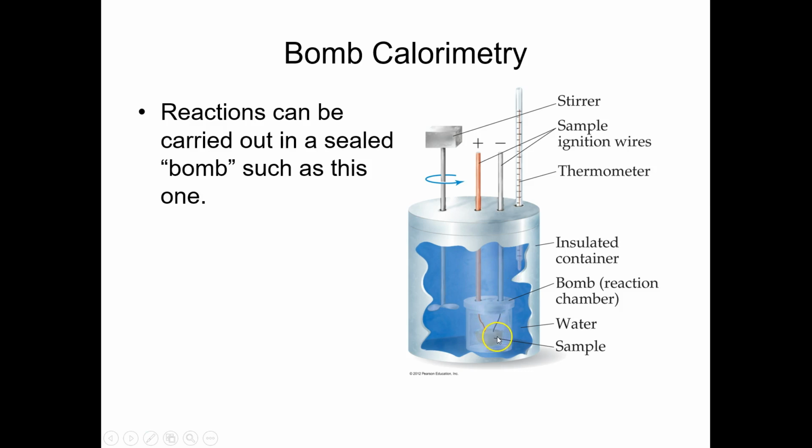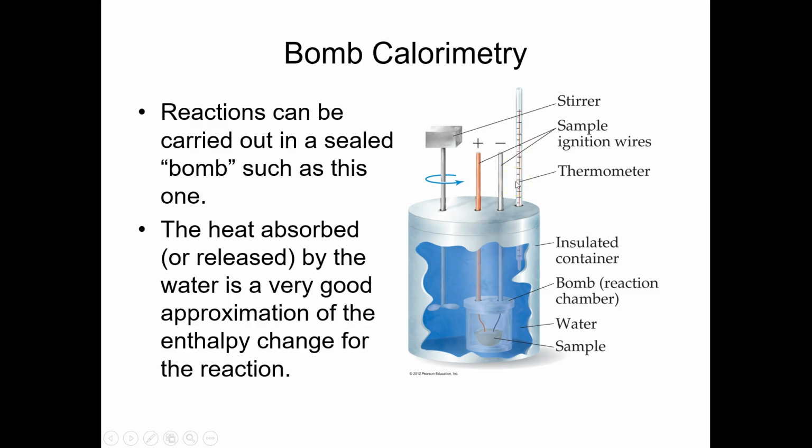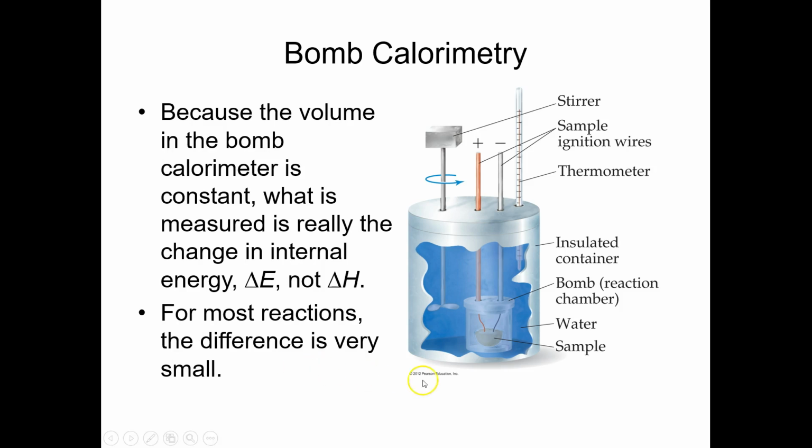Your Cheerios would burn. That heat generated by the Cheerios burning would heat up the water in here, and then you've got a thermometer that allows you to measure the temperature change of the whole system. So the heat absorbed or released, and typically you're going to use a bomb for combustion, so it's essentially always going to be released, is a very good approximation of the enthalpy change for the reaction. It's not 100% exact. That's because this is occurring not at constant pressure. It's occurring at constant volume. And so what we're really measuring is not delta H, we're measuring delta E, but they're very, very close to each other. And so this works very well for determining the enthalpies of things.